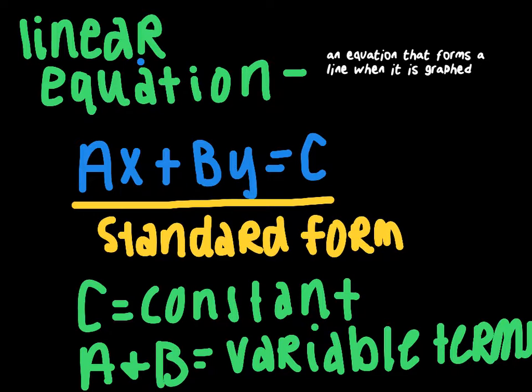So I have it right here. C is a constant, and a and b are variable terms. So this will be the standard form of equation that we're going to be using today throughout the video.